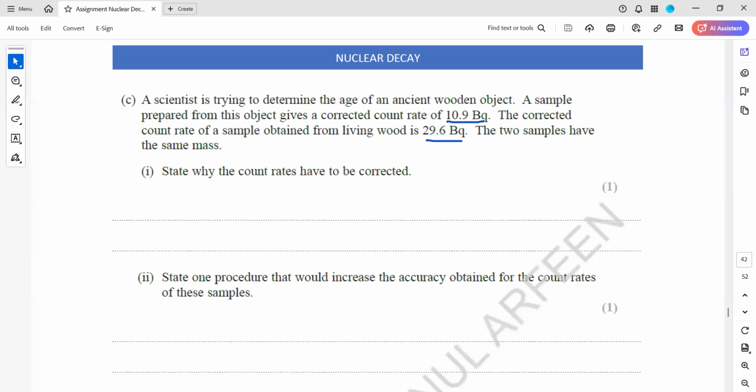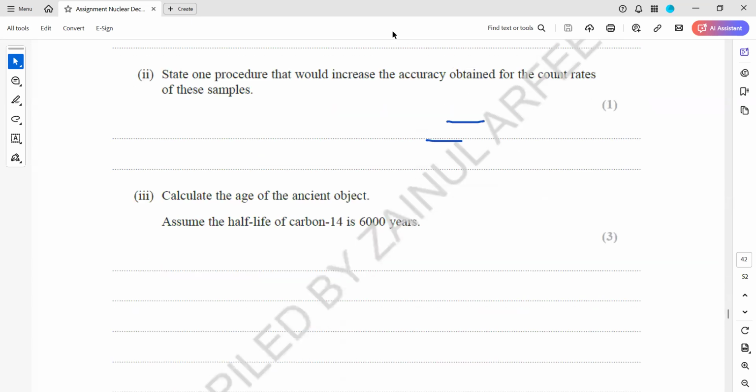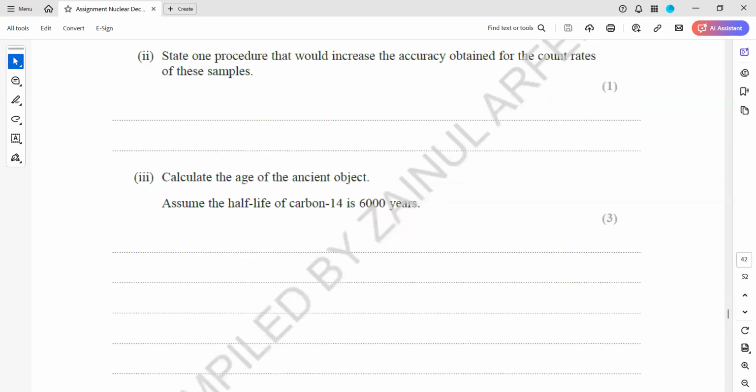Because background radiation will increase the recorded count rate, the background rate has to be subtracted, because we want the rate from the sample. So the background radiation will affect the results. State one procedure that would increase the accuracy. For experiments related to radioactivity, to improve the accuracy we should record for a longer duration of time, and repeat the counts and find an average.